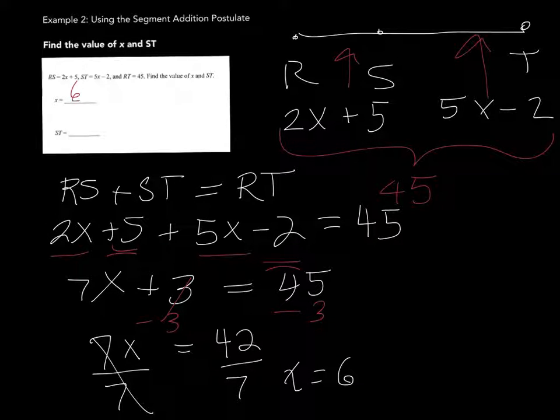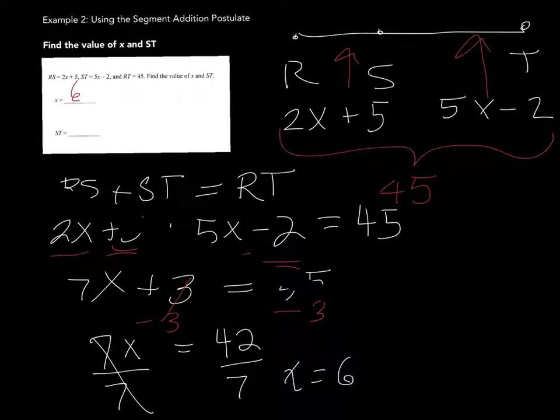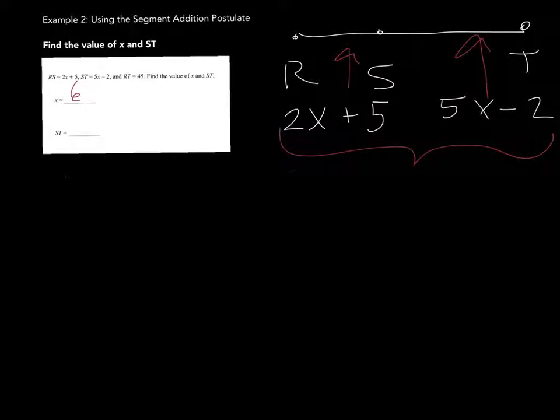All right, so we've found our value for x. The second part of the problem, though, is asking us to solve for the length ST. All right, I'm going to make some space for this work. So to find ST, really all we're doing now is algebra. In the problem, we're told that the length ST can be represented by 5x minus 2. And we already found out that x is equal to 6.